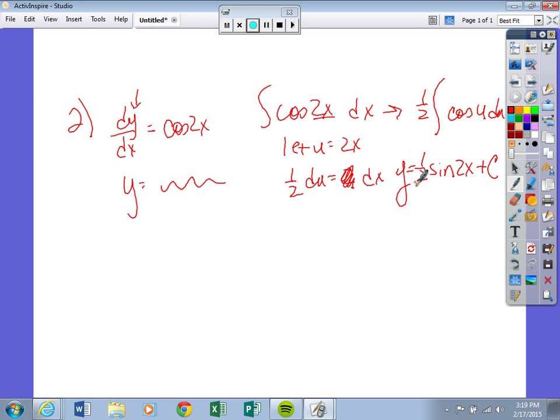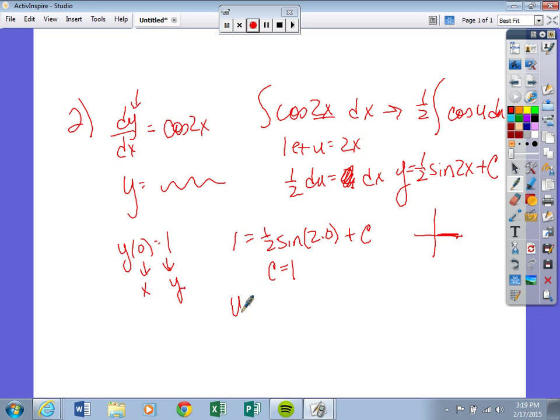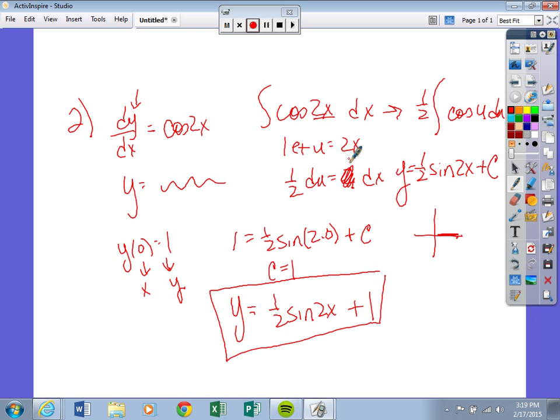But the idea on this is that sometimes you're done. You really are. But in this problem, it also gave you a point. So if it's giving you a point, then you're just going to plug that point in and actually find your c. So I'm going to write 1 equals 1/2 sine of 2 times 0, and then plus c. Now 2 times 0 is 0. The sine of 0 is 0. So c equals 1. So my final answer is to go back and rewrite everything with the c, and that's what we're looking for, a particular solution.